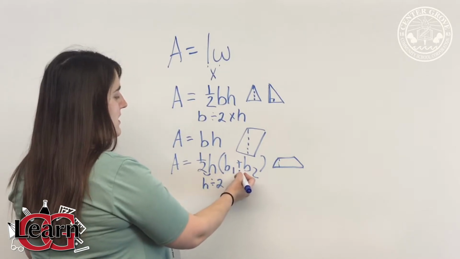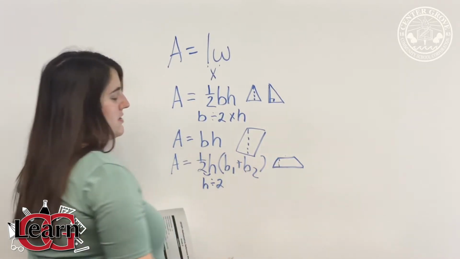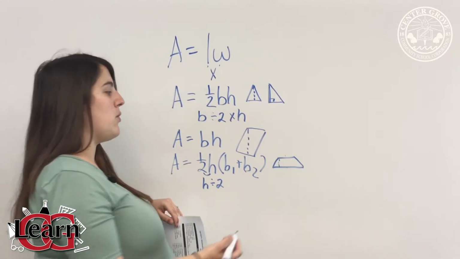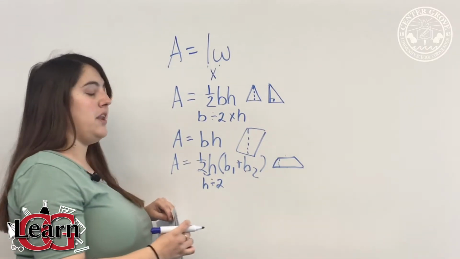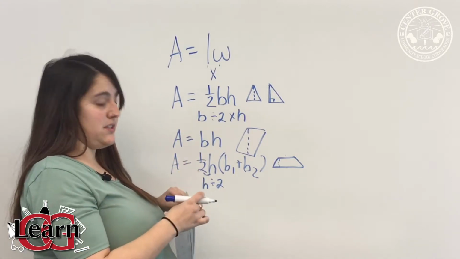And then in the parentheses, you have base 1 and base 2, which are the two flat sides. It could be the top or the bottom, or it could be the two sides, depending on the shape of the trapezoid and which direction the trapezoid is facing.